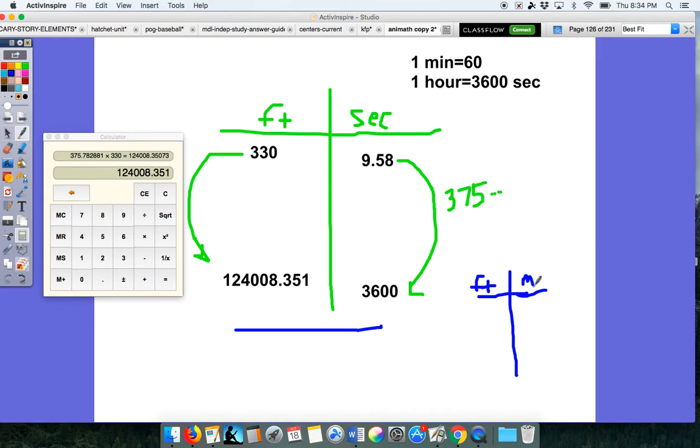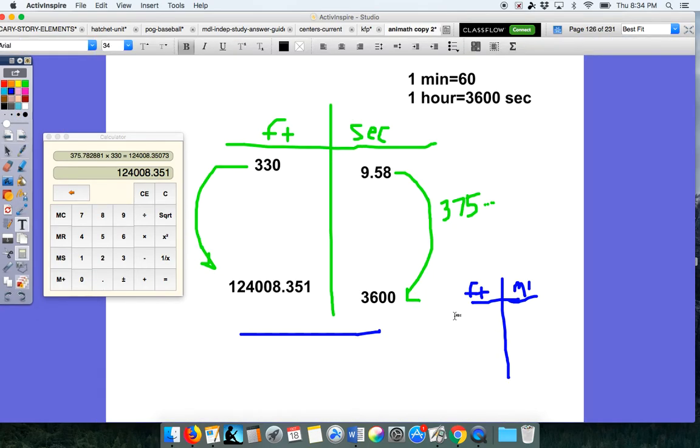into miles. I have to use my understanding that I know 5,280 feet is 1 mile. So I need to now get up to 124,008.351. Once again, I'm going to use my understanding of fact families to figure out how many times I'm counting by 5,280 to get up to that number.